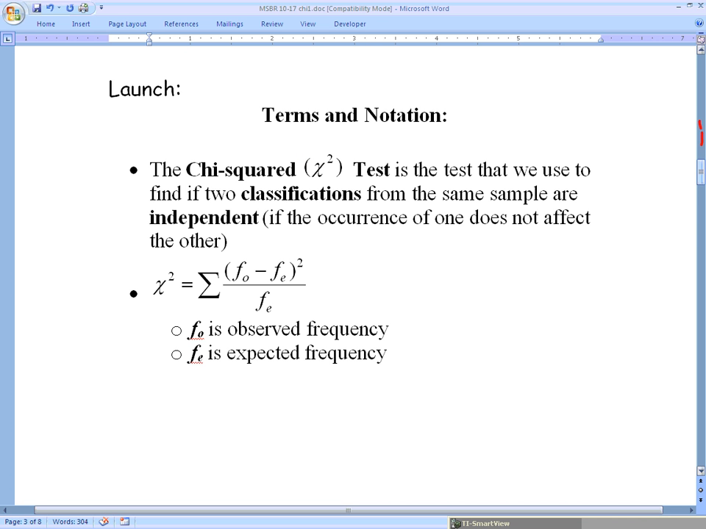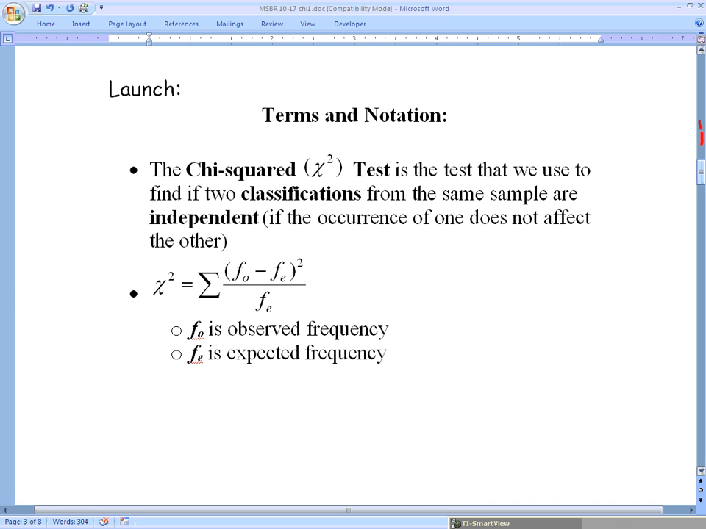The chi-squared test is the test that we use to find if two classifications from the same sample are independent. It's a mouthful there. So classifications, what we're talking about is categorical variables. If you have two different categories, two different classifications, are they independent? If they're independent, what that means is one does not affect the other, like independence that we had back in probability.